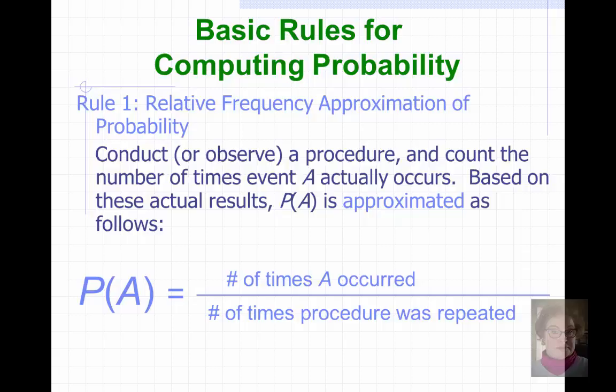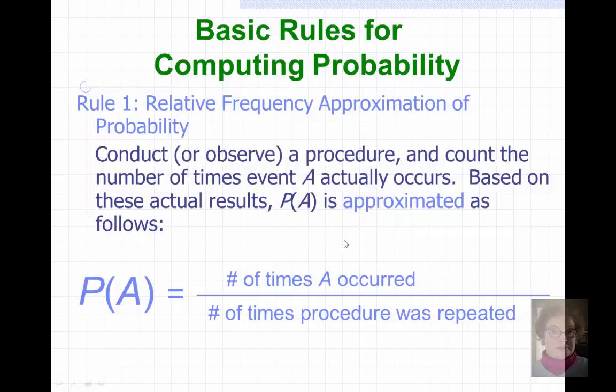Now, how do we compute this? Well, we can use relative frequency approximation. What this means is we're going to look at the number of times that the event we're interested in happens out of the number of times the procedure was repeated. So if we go back to the boys and girls, we can do this, but we didn't actually observe it.